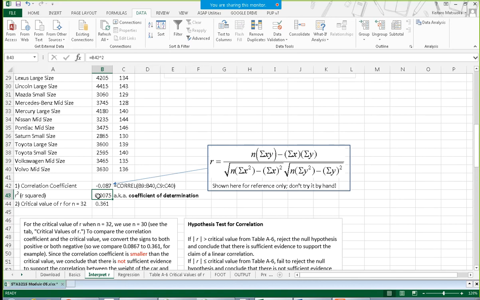Square this by doing this and then 2, so shift 6, 2, and then you get R squared. By the way, this R squared is also known as the coefficient of determination. So if you're asked to figure out the coefficient of determination, first you have to figure out the correlation coefficient, and then square that. In this case it's going to be 0.0075.